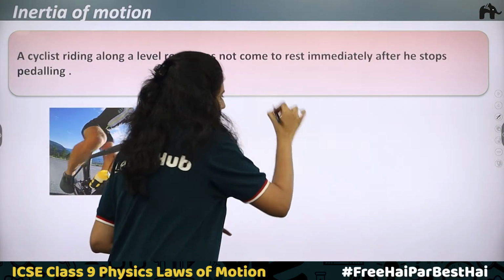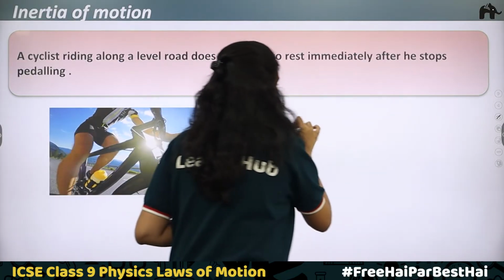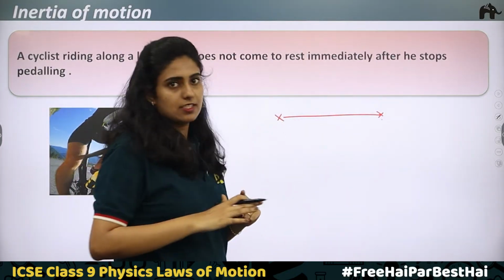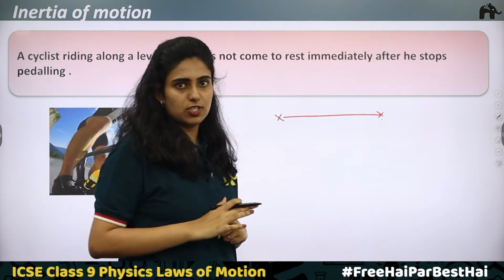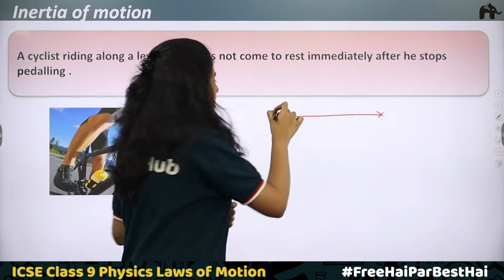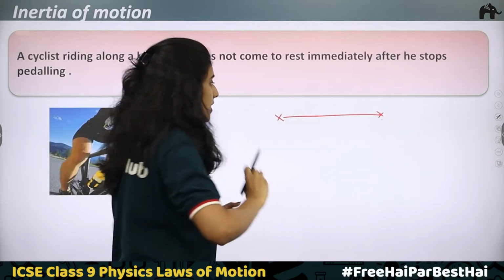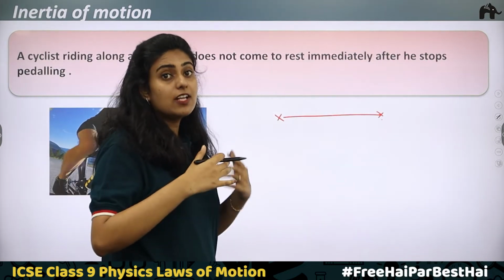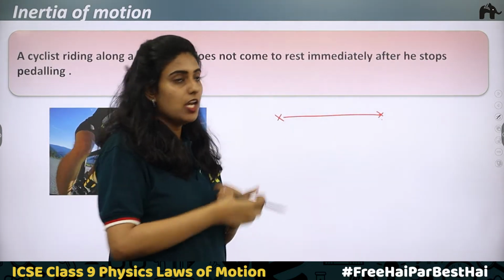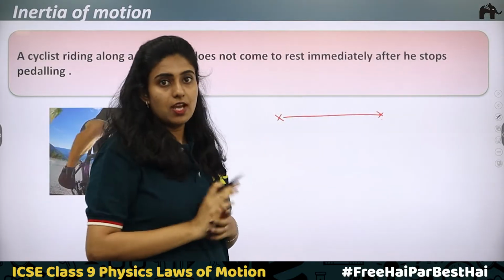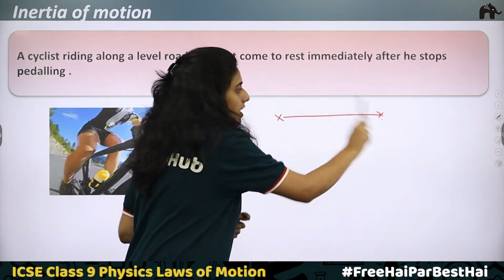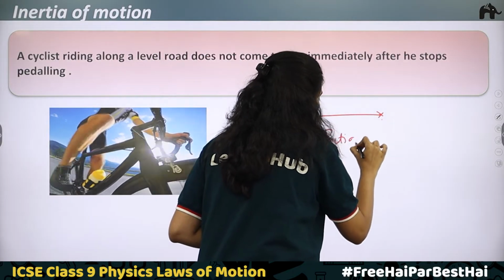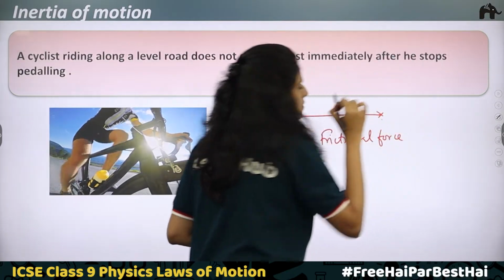For example, at this point you applied brakes, but the cycle will stop only at this point. Here what is happening? When you stop pedaling, the body is still continuing its motion. So when the body was in motion, suddenly when the brakes are applied, what happens? It will have an inertia of motion. Okay, it will have a tendency to continue in its state of motion. Due to this reason, it will move forward. Now what actually happens? Why does the body come to rest? Because here frictional force is acting. There is an external force acting and this external force is frictional force.